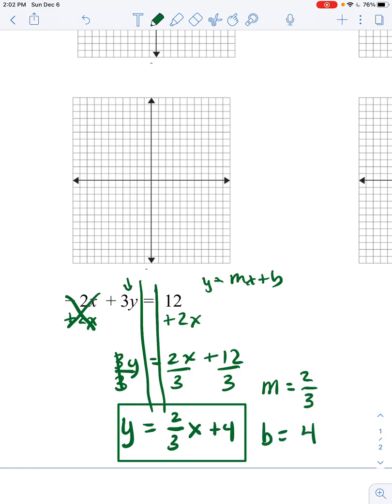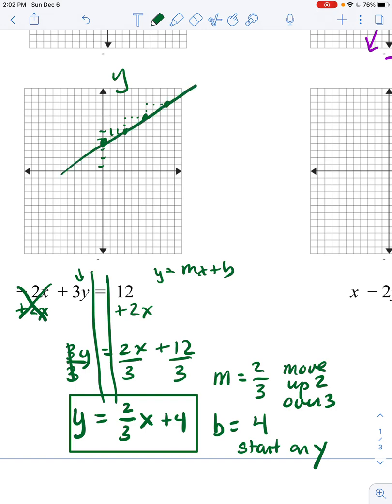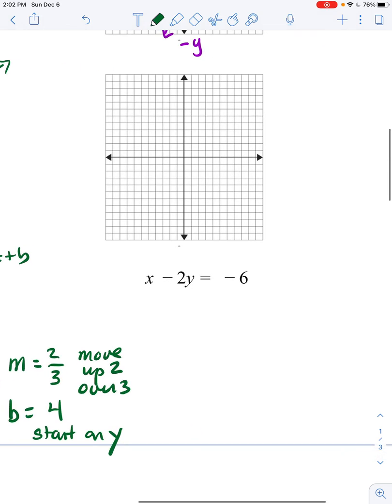of the x. My y-intercept is 4, so I'm going to start here on the y. So here's my y-axis, up 1, 2, 3, 4 is my start point. And then this is going to tell me how to move. And I'm going to move up because it's positive, 2, and then over 3 to the right. So I go to my start point, up 2 over 3, up 2 over 3, up 2 over 3, and then I connect those to get my line graphed properly.